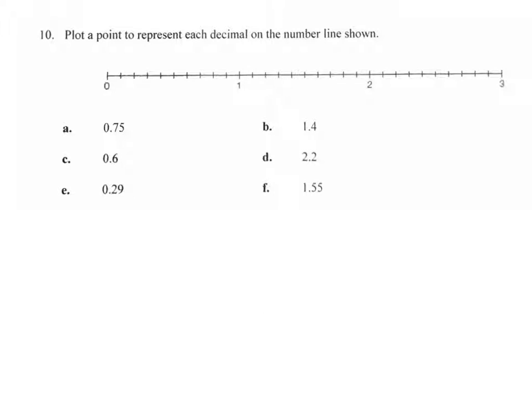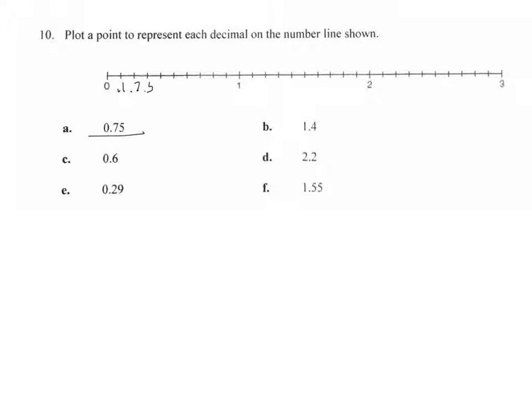Number 10 says plot a point to represent each decimal on the number line. So the first thing you need to do before you even think about placing points is figure out what it is counting by. So if I look closely, this is 1, 2, 3, 4, 5, 6, 7, 8, 9, 10 spaces. So that means it's counting by tenths. So what you could do is you could actually write underneath that this is 1/10, 2/10, and continue on, which will help you place this.